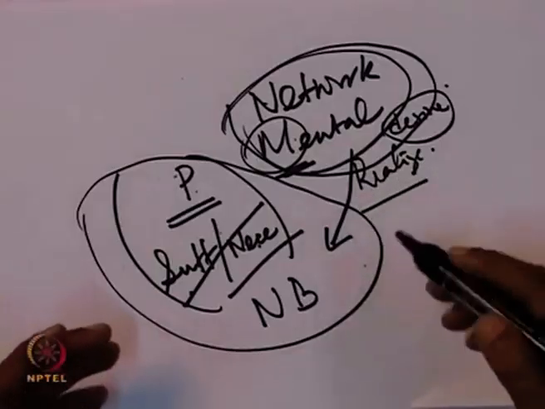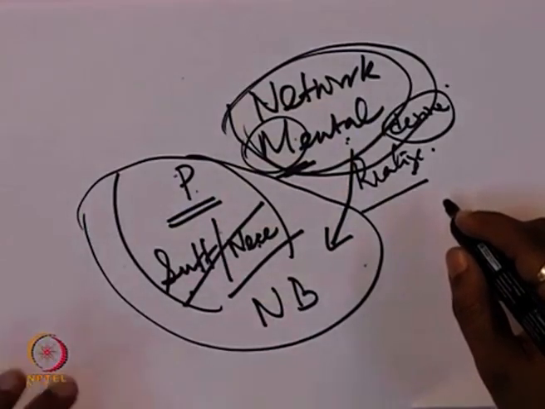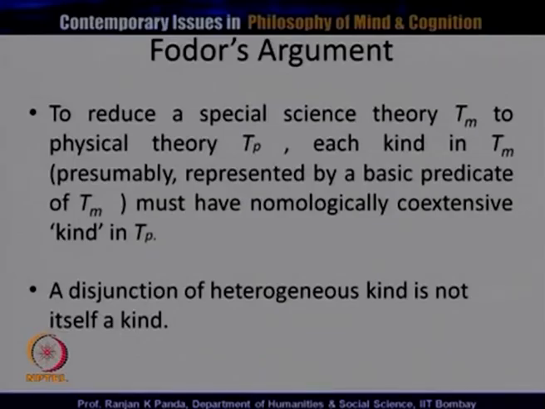But if you say that mental states are necessarily realized by the network of other mental states, or are to be realized only with reference to the physical states, because the first order physical properties are not only causally sufficient but also have a certain necessary condition to talk about the realization of M, the mental properties. Kim also brings in Fodor's argument, where Fodor says that to reduce a special science theory T M to a physical theory T P, a kind in T M, presumably represented by a basic predicate, must have a nomologically coextensive kind in T P.